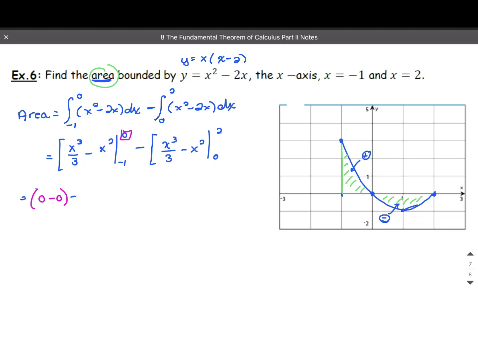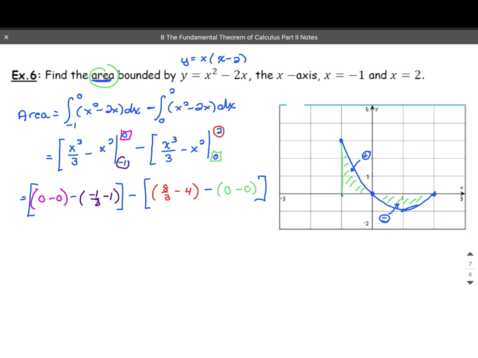Minus, now we're going to plug negative 1 in, and we're going to have negative 1/3 minus 1. But also notice all of this is from the first integral. Minus, then we're going to have to do another set of brackets for the second integral. And we're going to substitute in the 2 first. So 2 cubed is 8 over 3 minus 2 squared is 4. Then we're going to subtract, and we're going to substitute in the 0. So we'll have 0/3, which is 0, minus 0.